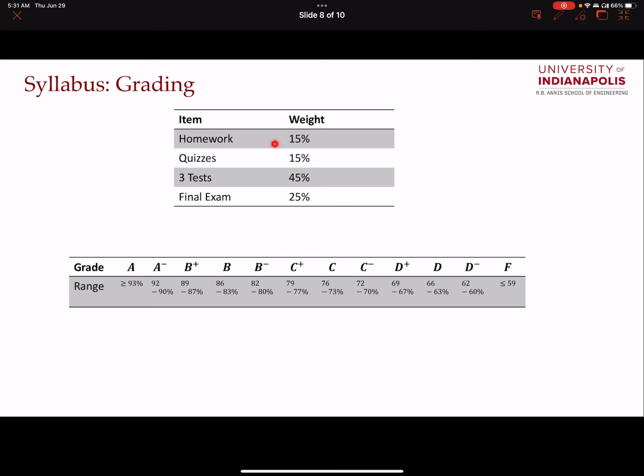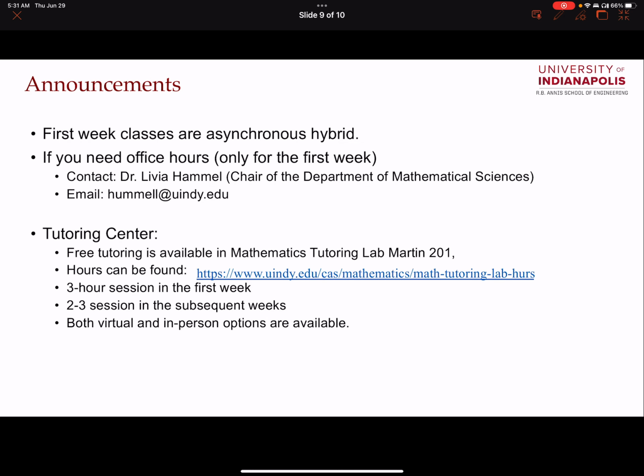These are the grade weights for each and every category. Homework 15%, quizzes 15%. We have three tests, 15% each, and the final exam is 25%. This is how the grade distribution works. You have to get a 93 or more to get an A, and it goes this way. Okay. If you do have any questions, please ask me.